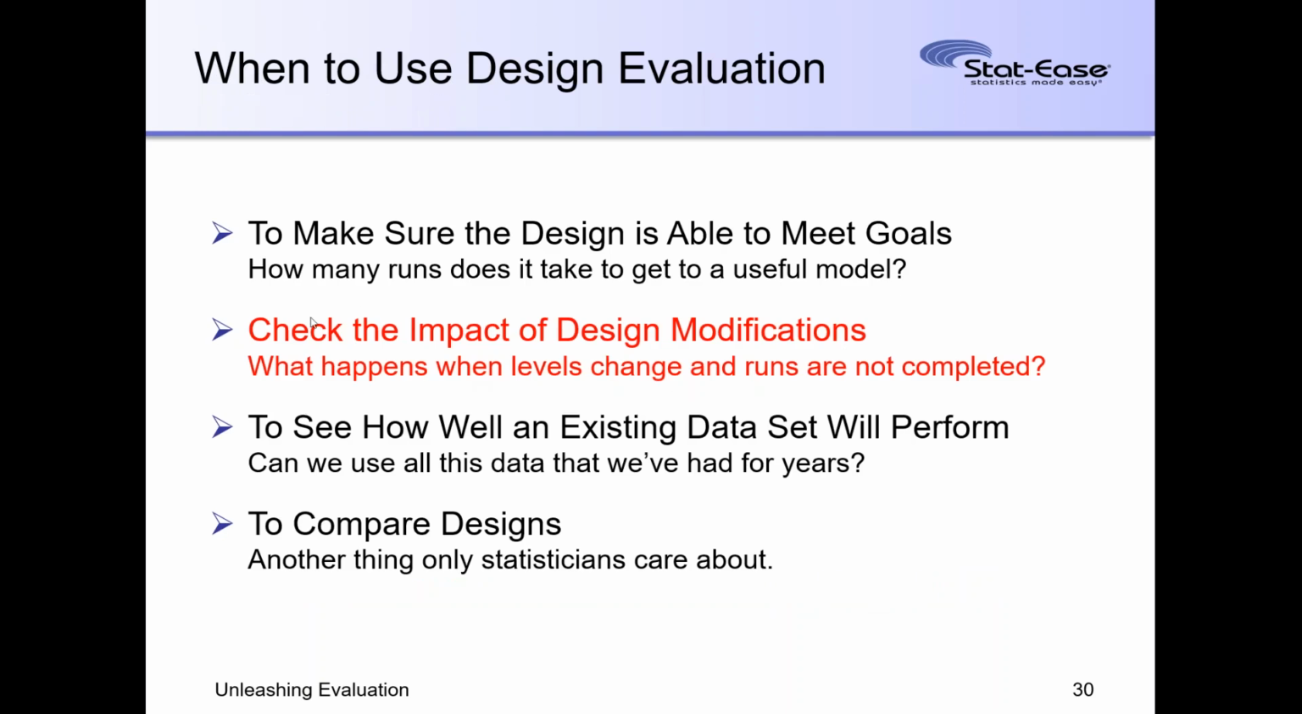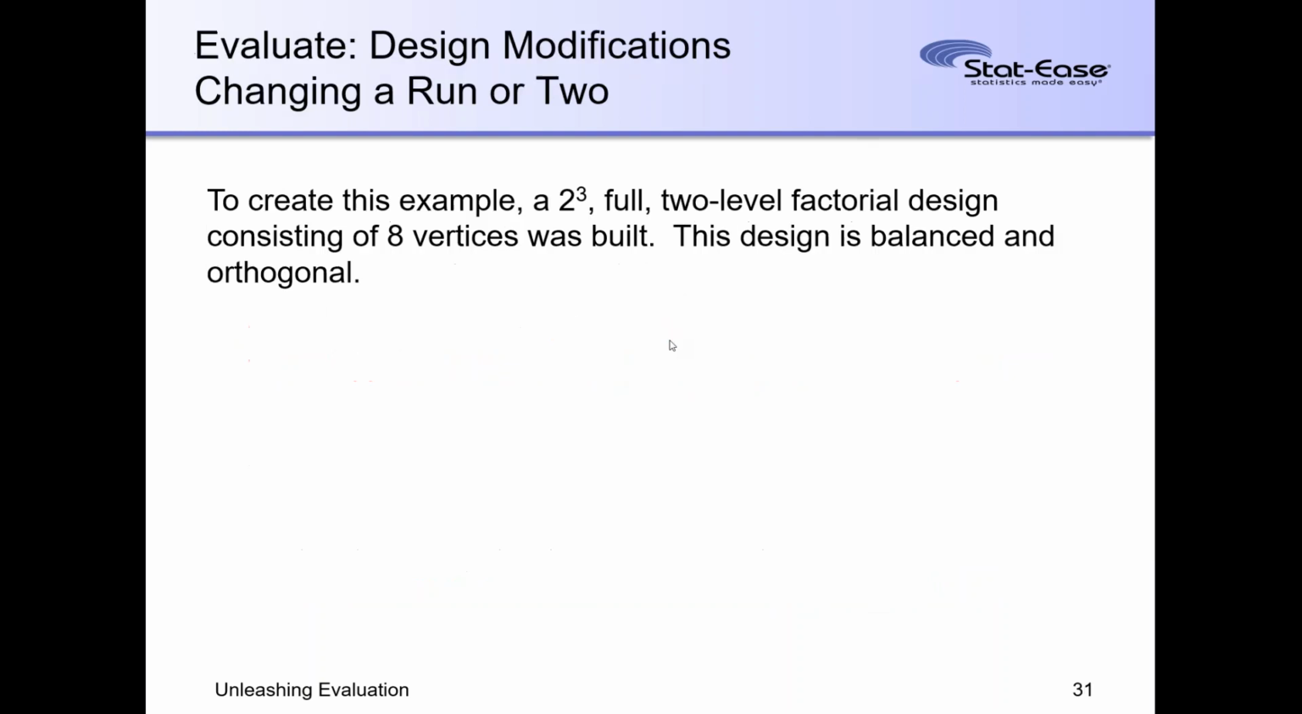Now, another thing that the evaluation is used for, and this is often post-experiment, is to check the impact of design modifications. What happens when the levels change and/or runs are not completed? For this example, I started with a straightforward 2 to the 3 full 2-level factorial design that has the 8 vertices in it, corners of the cube. This design starts out balanced and orthogonal.